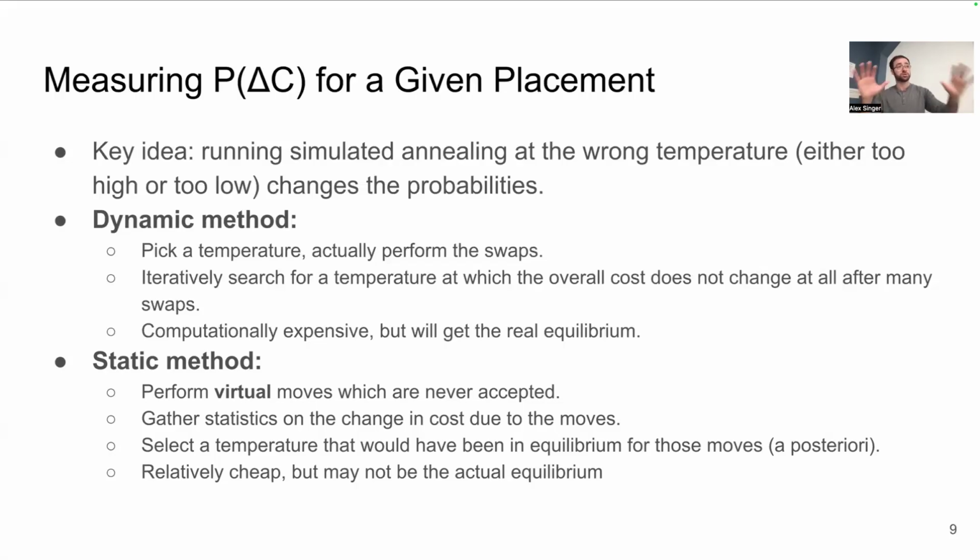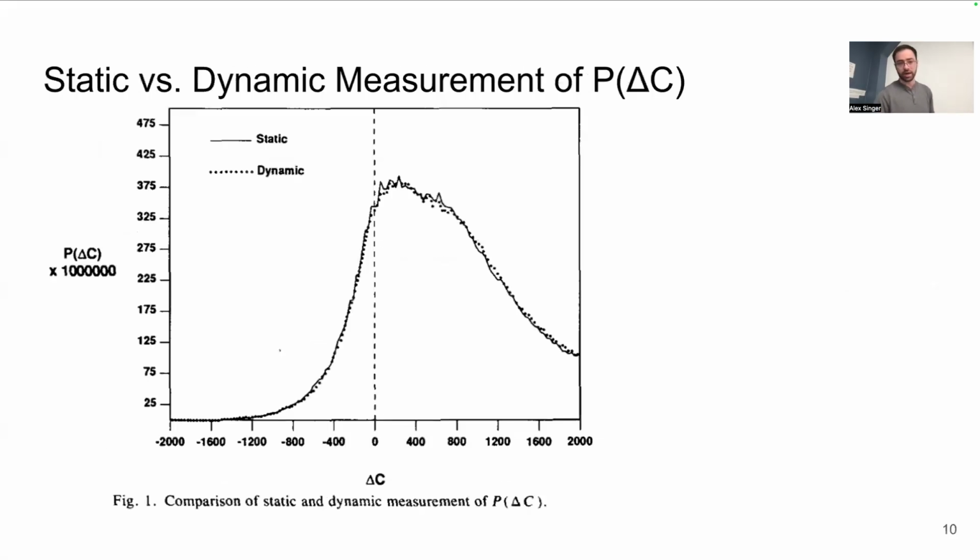They actually went through a bunch of circuits and said, okay, let's do the dynamic method and the static method, and let's see how different they are. And here's just an example of one of the distributions. This is the probability of delta C for both the dynamic method, which is the dotted line, and the static method, which is the straight line. Not very different in all honesty. In truth, it basically looks the same.